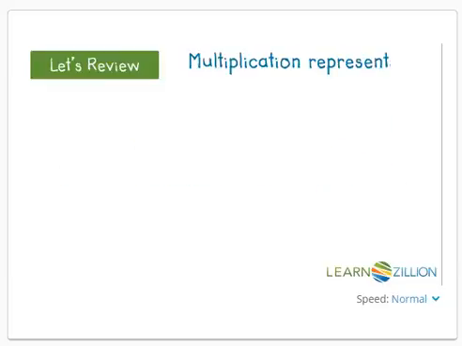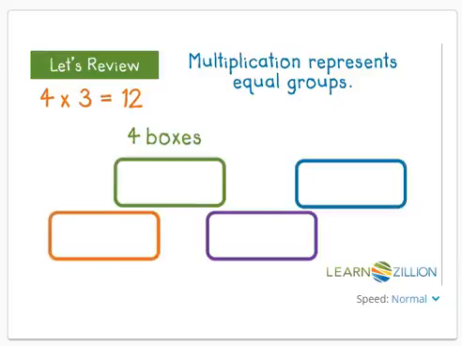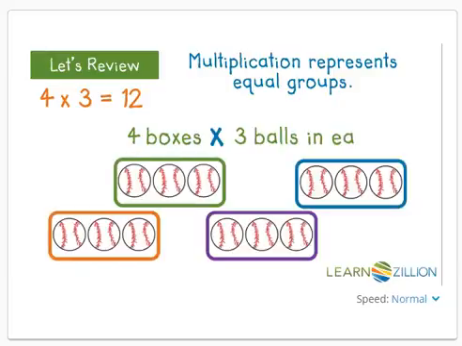You know that a multiplication equation shows equal groups. For example, 4 times 3 equals 12 could be 4 boxes with 3 softballs in each box. That would be 12 softballs.